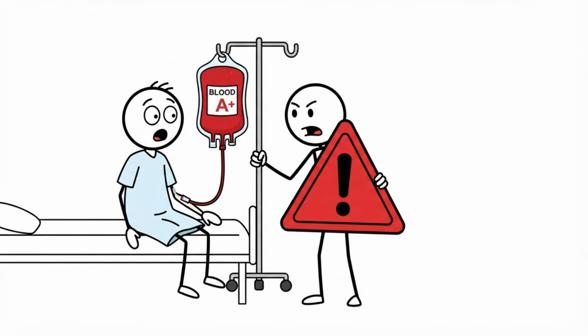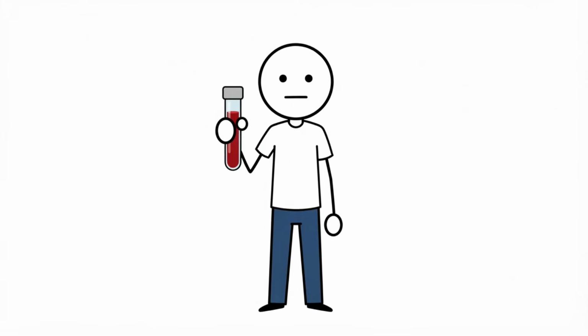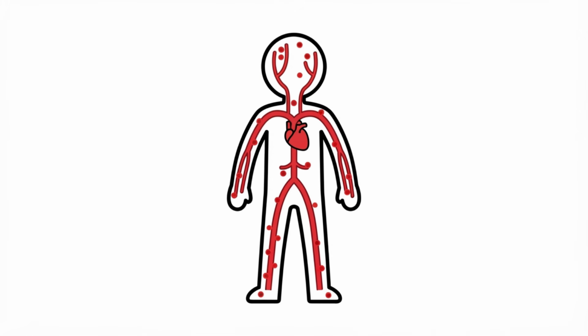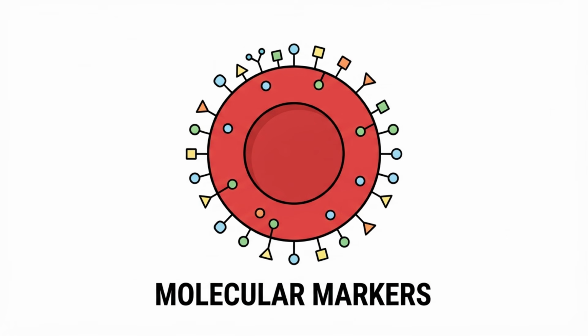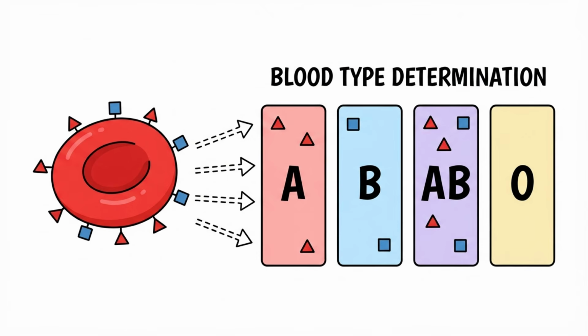Imagine needing blood and discovering that not every person's blood can save you. Your blood looks simple. It flows through the same red-colored vessels. But hidden on your red blood cells are tiny molecular markers. These markers help determine your blood type.